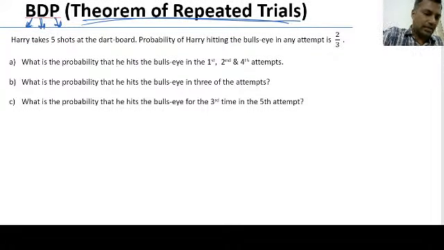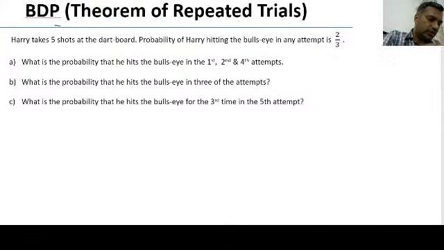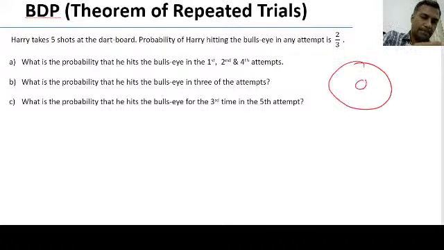Okay, let's take a look here, guys. Let me read this question along with explaining it. Harry takes 5 shots at a dartboard. There is a dartboard, there is a bullseye, and he is trying to take the shot at this bullseye. The probability of Harry hitting the bullseye in any attempt is 2 by 3.